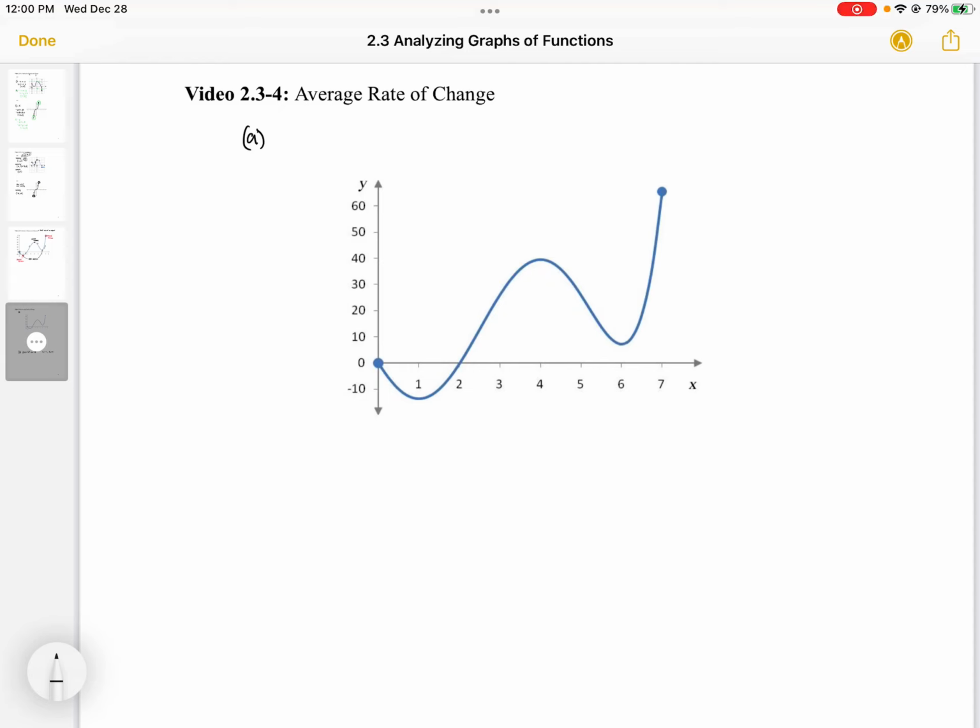In this video, we're going to find the average rate of change. In the first example, we're given a graph. In the second example, we're given an equation with a couple of x values. So let's look at the first example given a graph.